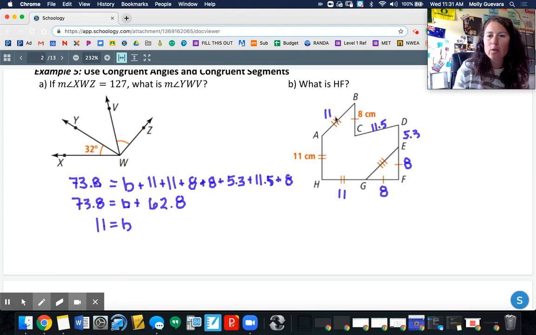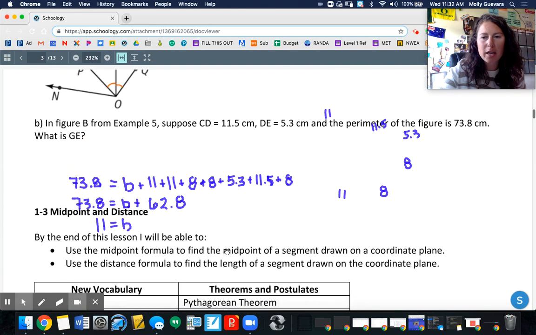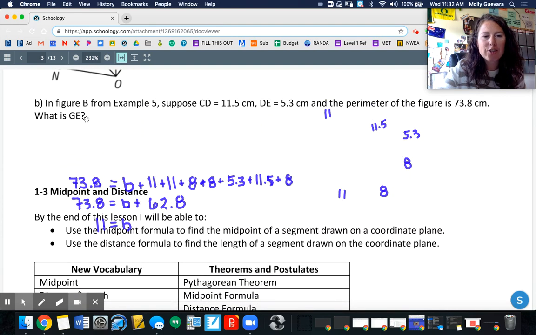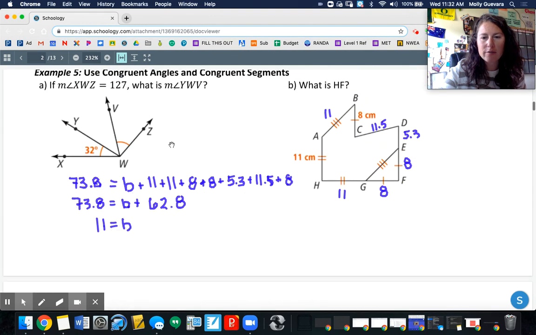Okay, but the question isn't asking me what is B, what is AB. So if I scroll down really quickly, all this stuff is going to come with me. The question is asking, what is GE? What is the value of GE? So I need to figure out, well, where's GE? GE is right here, and it's labeled by 3 tick marks. So what other side is 3 tick marks? Well, that would be AB. And AB is 11. So that means that GE must also be 11.